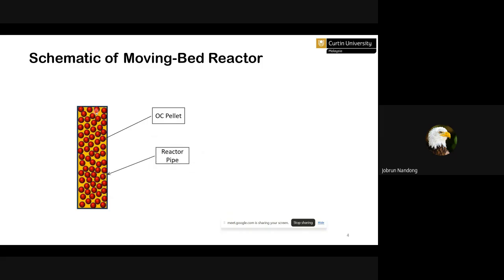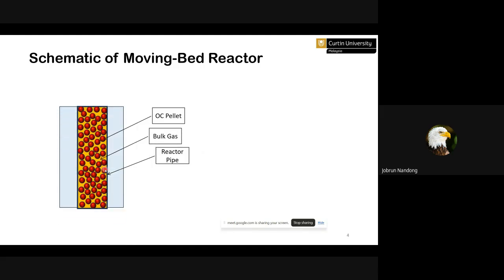So basically, we have a pipe there, maybe 5 centimeters or 7 centimeters, depending on the designer. Okay, the size of that pipe. So this pellet could be 1 centimeter or less than that, depending again on the designer. Now in between here we have bulk gas.